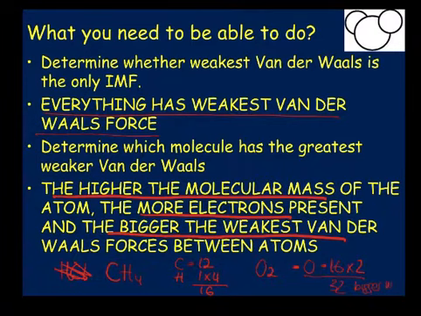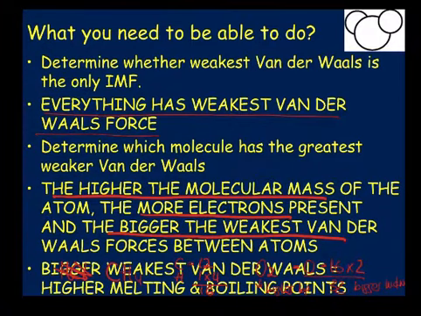Okay, so if I was to look up the boiling point of methane versus oxygen, I would see that oxygen will have the much higher boiling point. So that is what everything on this slide means. So everything has weaker van der Waals, and to determine how much it has, you calculate the molar mass, and therefore you figure out which has the bigger van der Waals. Okay, so the end of this says bigger, weaker van der Waals means a higher melting and a higher boiling point.